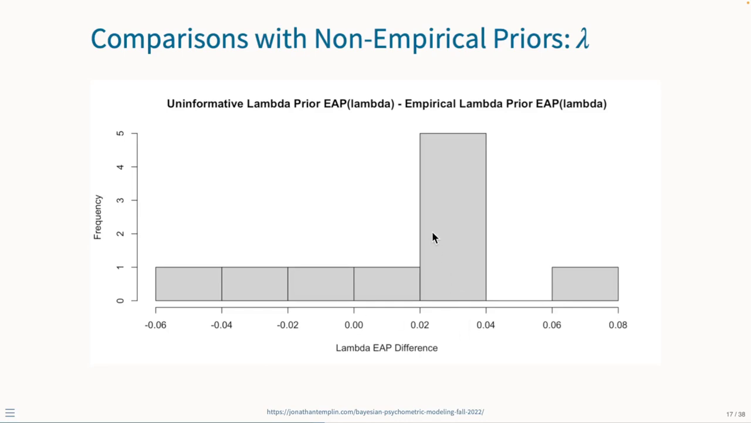And if I take the difference between them, I subtracted the uninformative from the informative. So anything positive means the uninformative is larger. Anything negative means the empirical prior is larger. So here, I would actually say that it looks like there are 7 lambdas where the uninformative prior had a higher value, and 3 where the empirical lambdas had a higher value. So that concern I had about artificially inflating lambda may be overblown in this example.